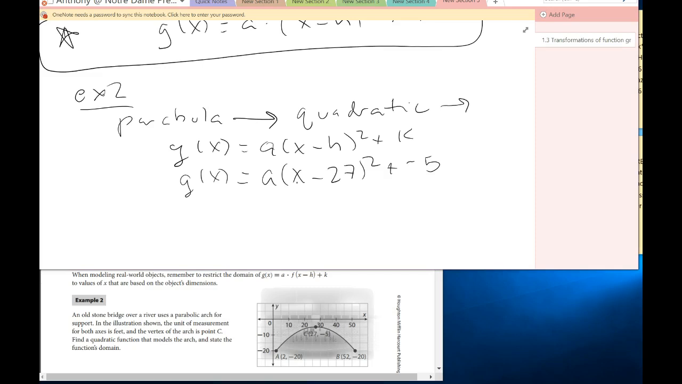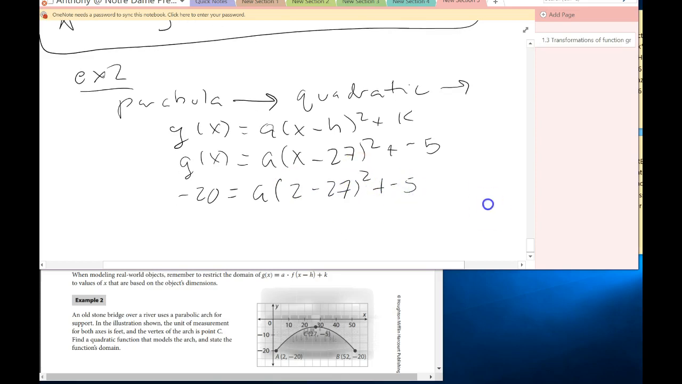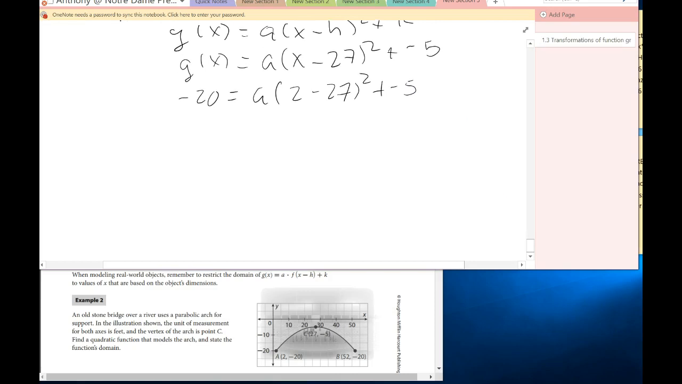Now, it's not going to matter which one I use. I'll get the same value regardless of which one I use. I'm going to choose to use this one. So I'm going to plug the y coordinate in as my g of x, and the x coordinate in for the x. And now I'm at a place where I can solve for a.